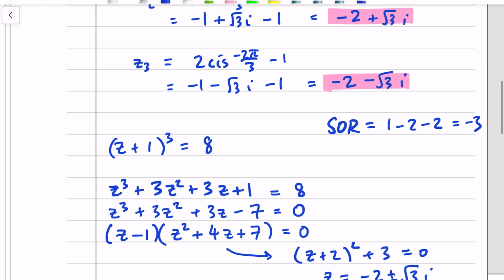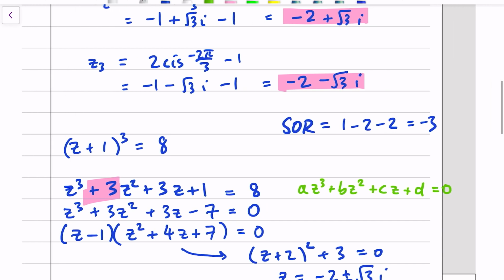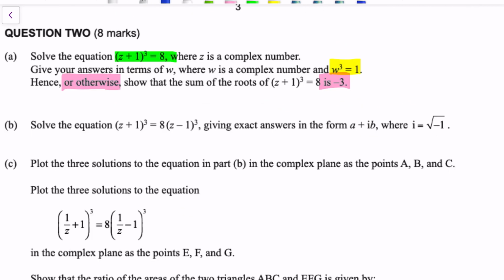Or you look at the cubic equation that we got, and that term there is always minus the sum of the roots. Okay, if you weren't aware of that, if you've got a cubic equation that's written in this format, in our case a is 1, but in general the sum of the roots of the cubic will always be minus b over a. So in our case it's minus 3. That's a different way of solving the problem. But what does this w cubed business mean? Give your answers in terms of w, where w is a complex number and w cubed equals 1.